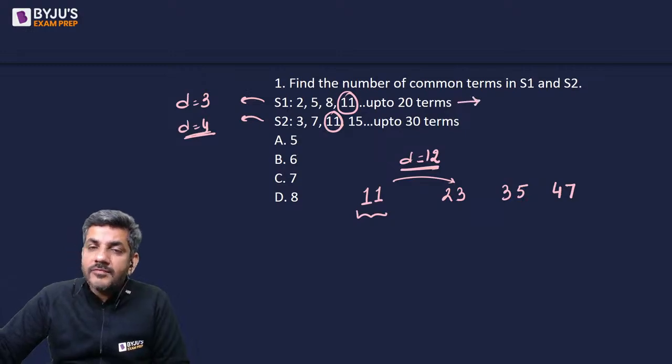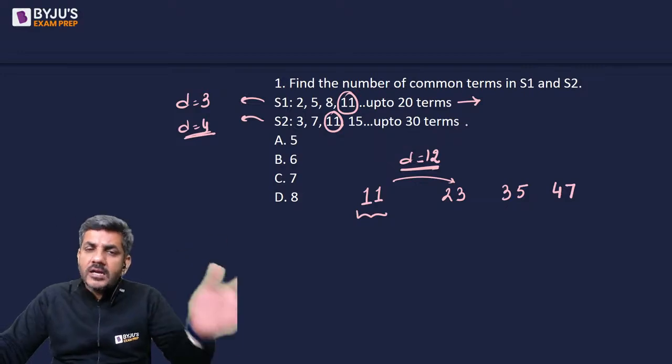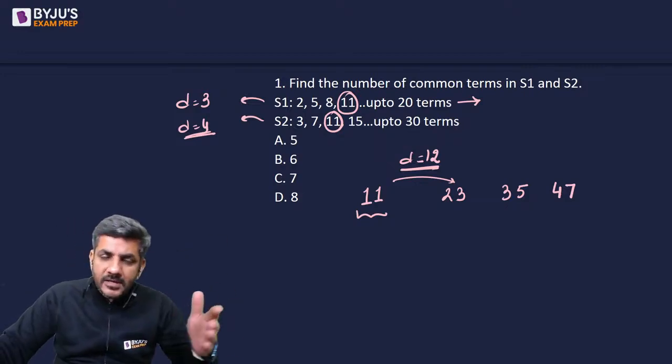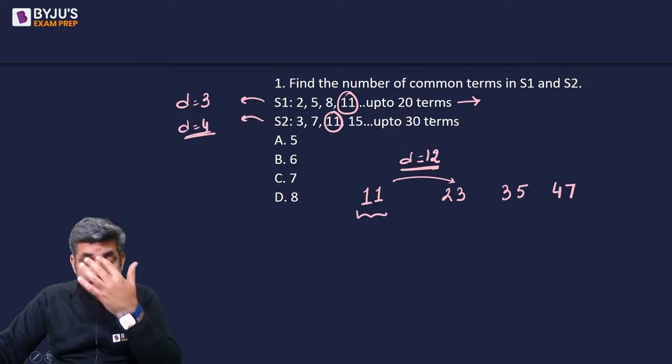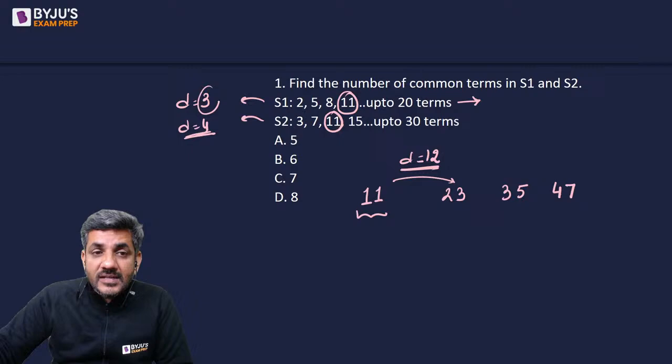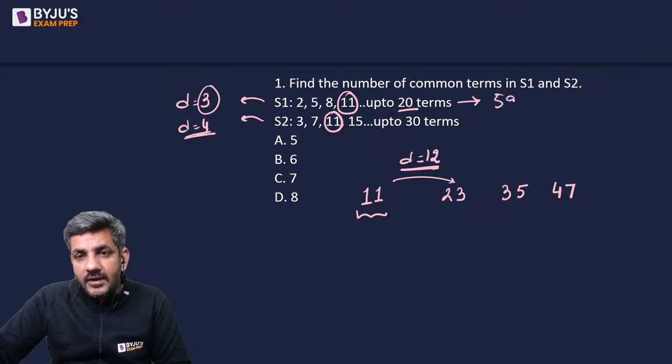What is the last term of S1? Of course, it's an AP series. We can do this by writing Tn is equal to A plus n minus 1 into D. We can do that, but start doing those things in a faster way. The common difference is 3. So to get the 20th term, add 19 times 3, 57, plus 2 is 59.